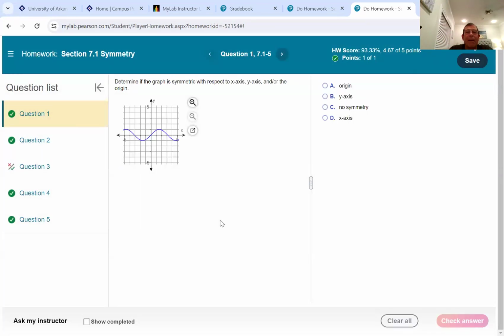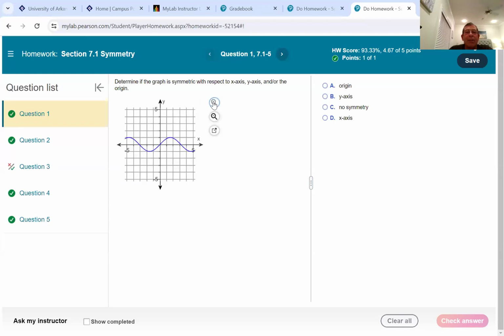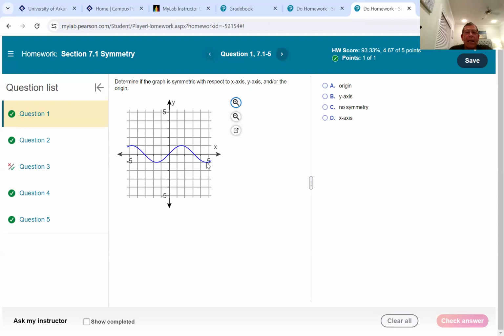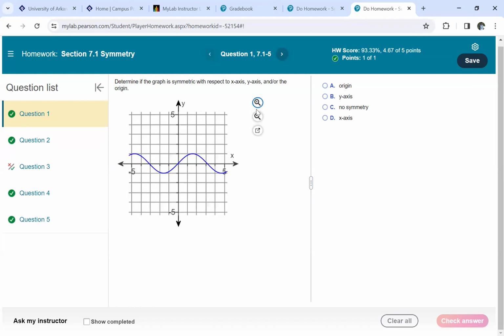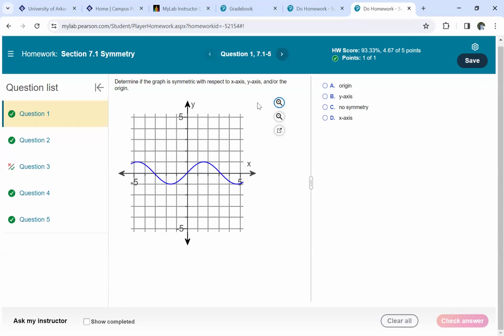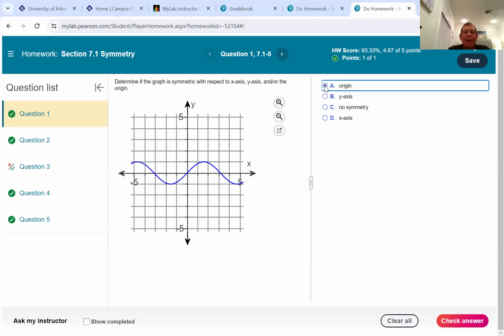Now, I guess everybody's number one is a little squiggly line like this, right? All right, so is that symmetric to the origin, y-axis, or x? I think I put the x. No. Would it be the origin? It'll be the origin. Good job. See, it sort of goes downhill, uphill, downhill. If you turn it 180 degrees, it'll still go downhill, uphill, and downhill, okay?